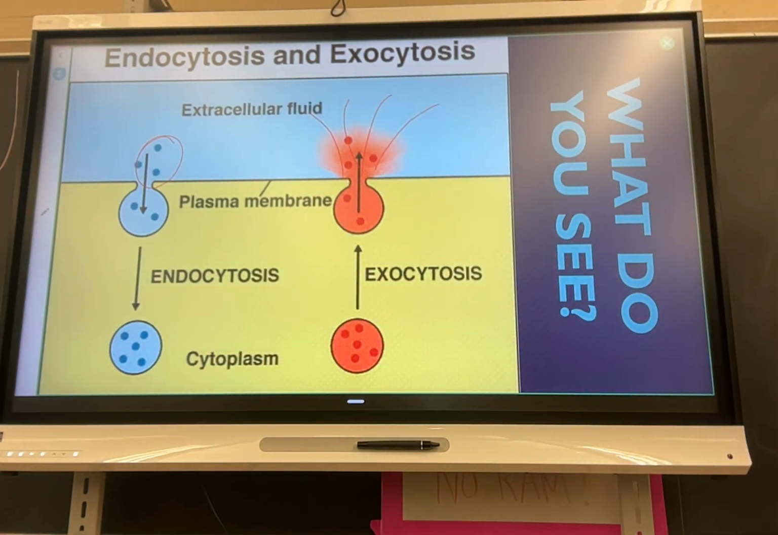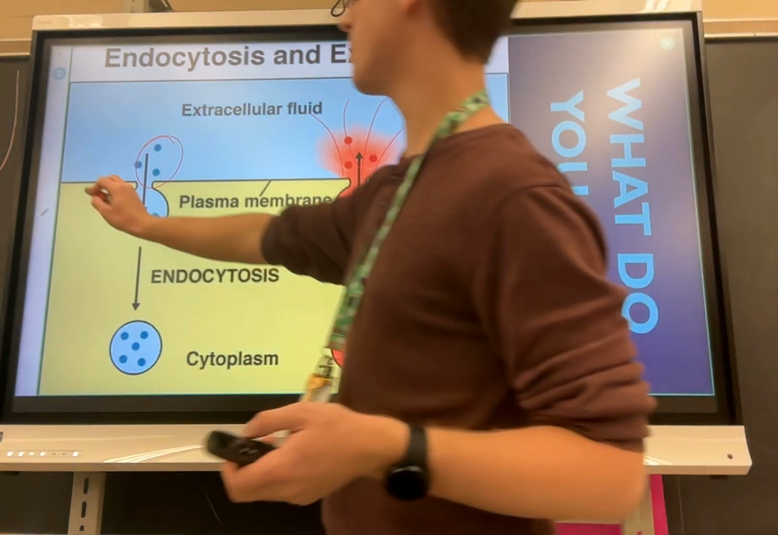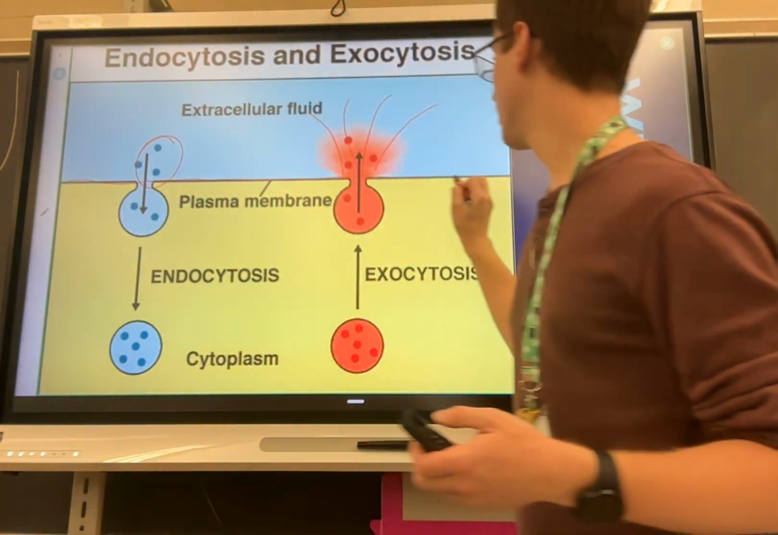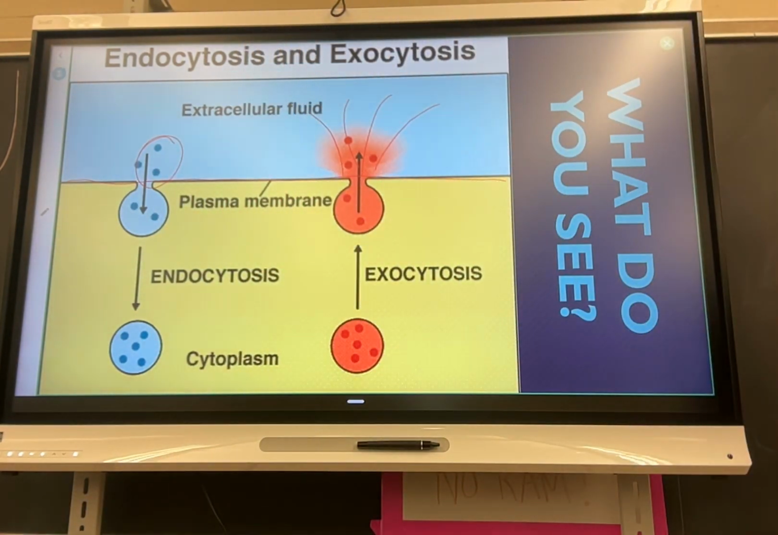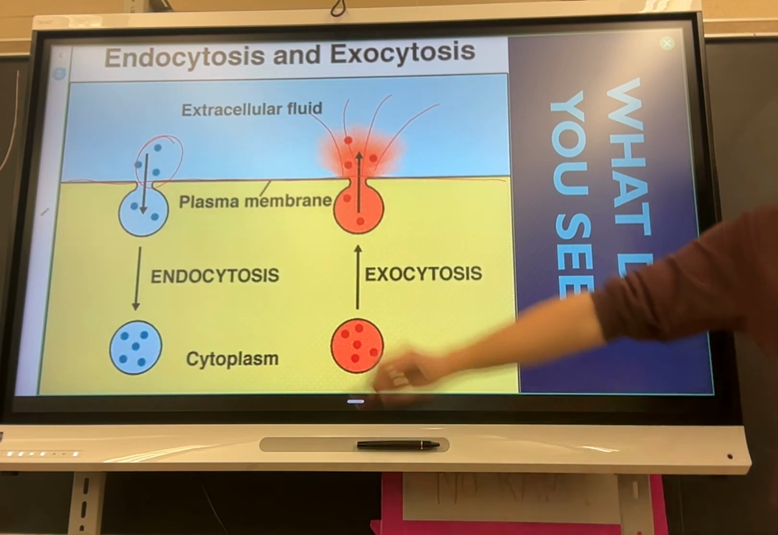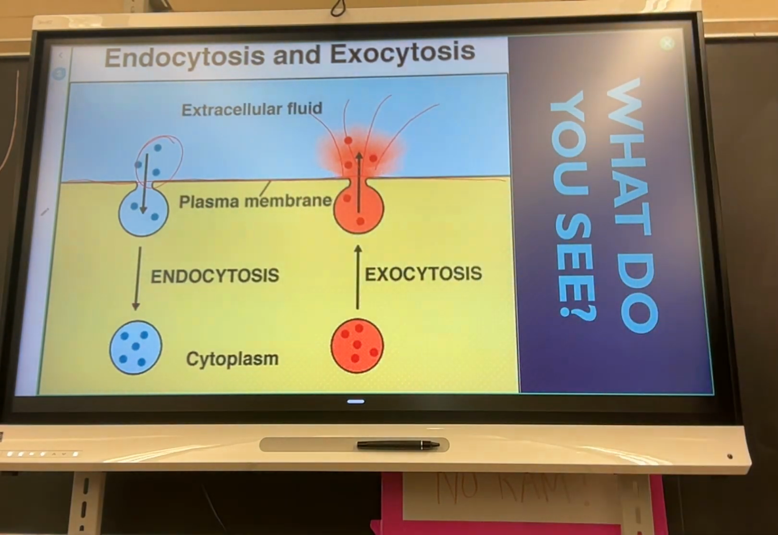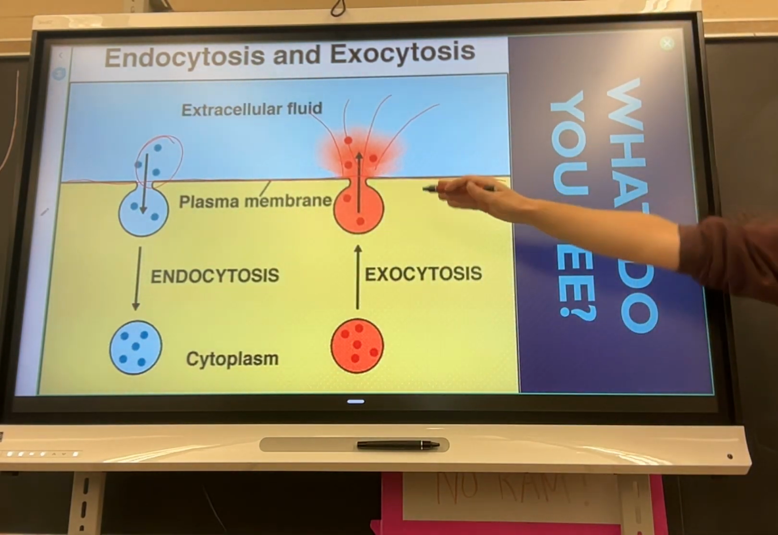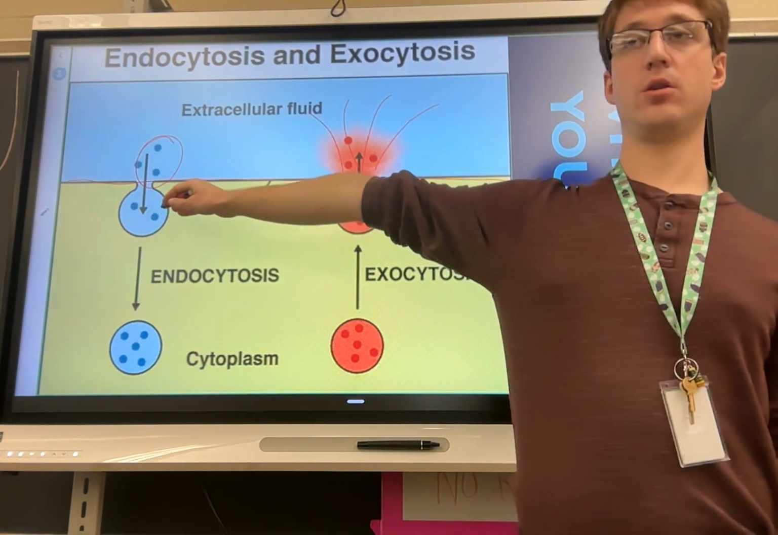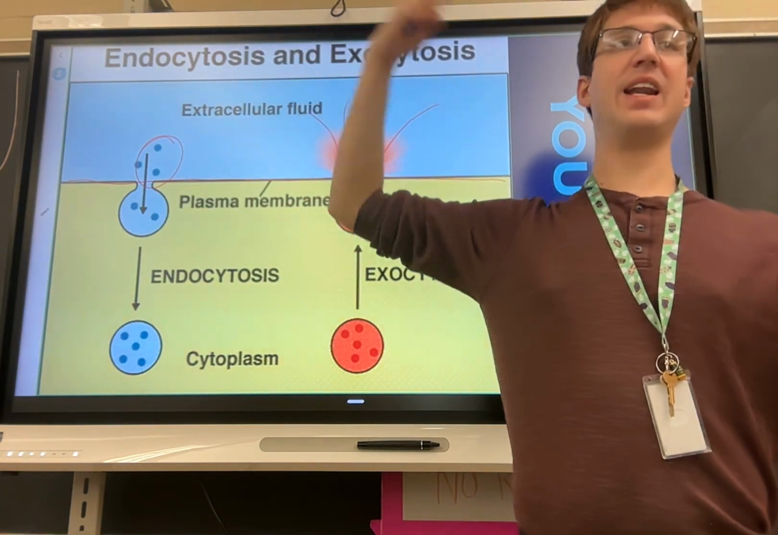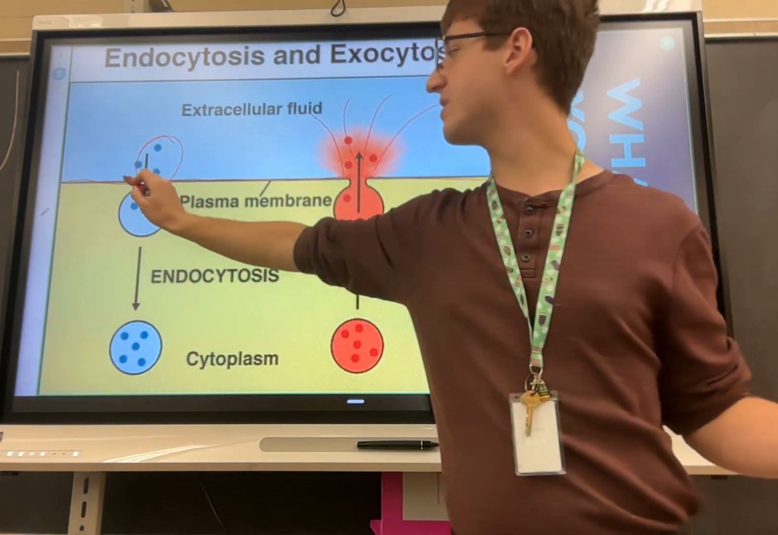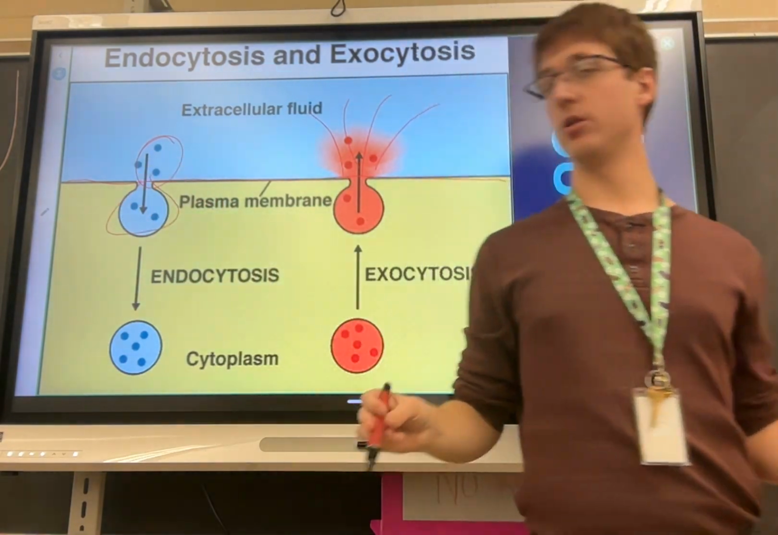What else do we notice? Gavin, what do you notice? So we do have the plasma membrane. What is the plasma membrane doing? Allowing certain things in and out. What is it actually physically doing? Bursting, so this one's bursting. What is this one doing? Sucking. It's like pulling it in. It's folding around. You can see that it makes this little bubble.